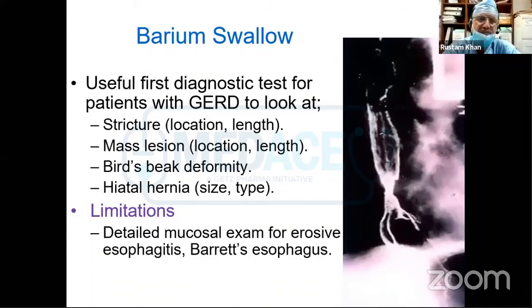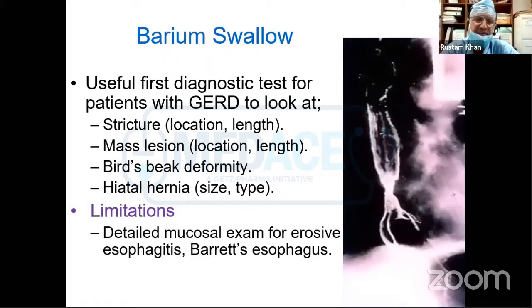Barium swallow is a useful diagnostic test in patients with GERD to look at whether or not there is a stricture. Here on the left side of the slide there is a stricture in the center of the esophagus. You can see a mass lesion. You can see the bird beak deformity when there is achalasia, and patients may have a hiatal hernia, the size and type of the hernia, whether it is a sliding hernia or a paraesophageal hernia.